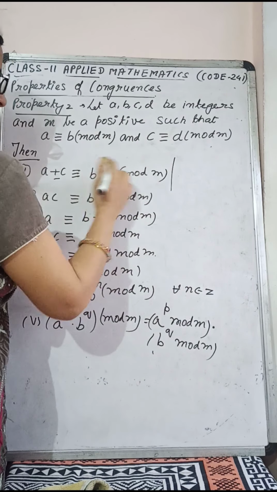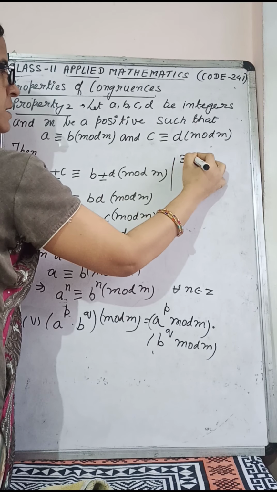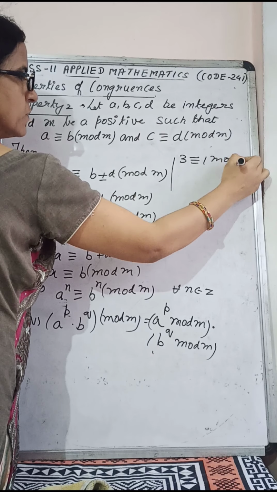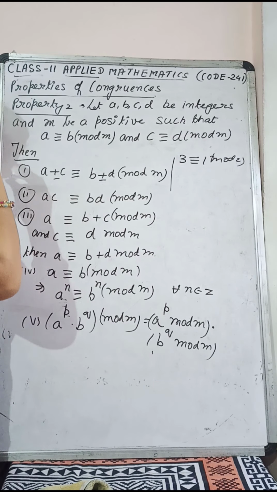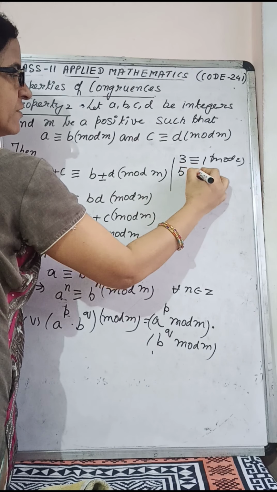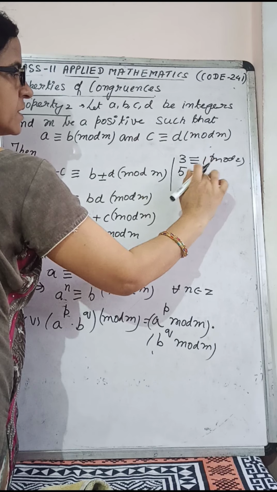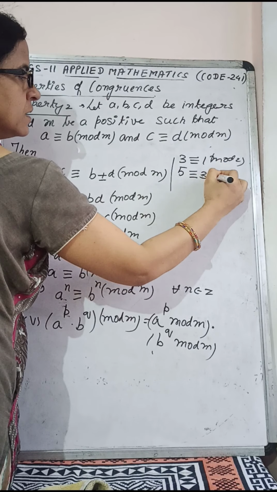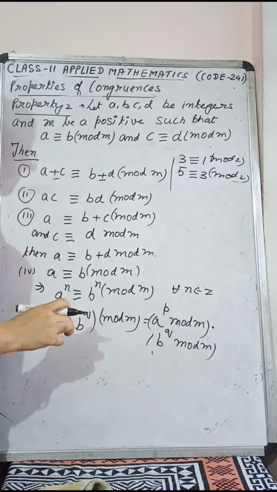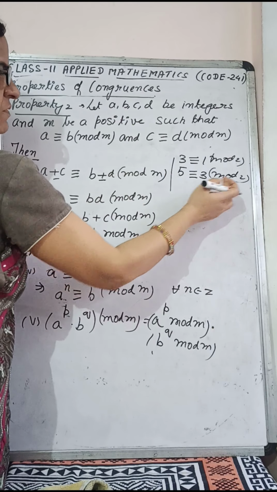Okay, let me check for one. Let us suppose that 3 is congruent to 1 modulo 2. 3 minus 1 is divisible by 2. Let us take one more example. 5 is congruent to 3. 5 minus 3 is 2, which is divisible by 2. Means you can take any example. 3 minus 1 is 2, divisible by 2. 5 minus 3 is 2, divisible by 2.